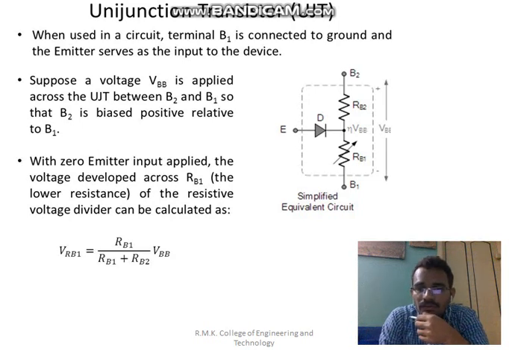Now, if you calculate the value of RB1, this is the voltage divider rule. If you apply it, you get a formula where VRB1 equals RB1 by RB1 plus RB2, into VBB, where VBB is the voltage supplied between your base 1 and base 2. So this ratio, RB1, coming to this point, just to make it clear.